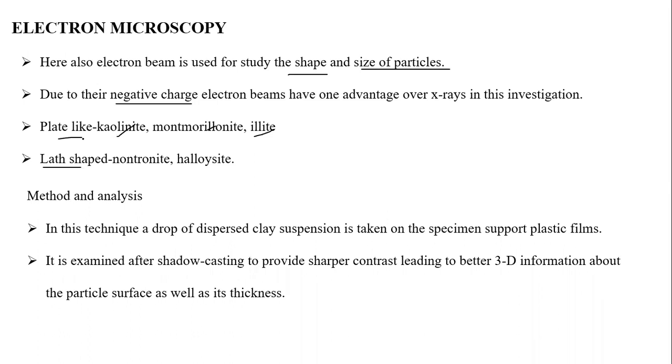So, method of analysis: how do we have to do this? In this method, a drop of dispersed clay suspension is used, with the specimen supported on a plastic film. Then we examine it after shadow casting, which we generally use in microbiology. We just tilt the slide to shadow cast, to provide a sharper contrast grading.